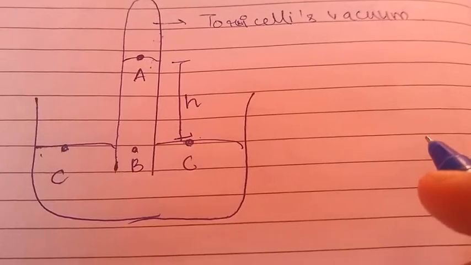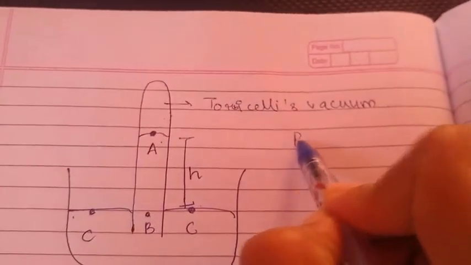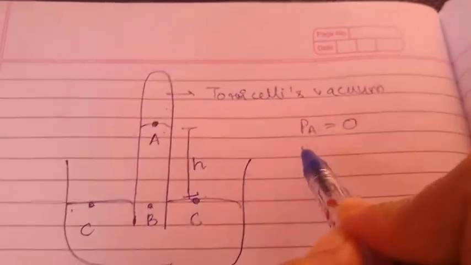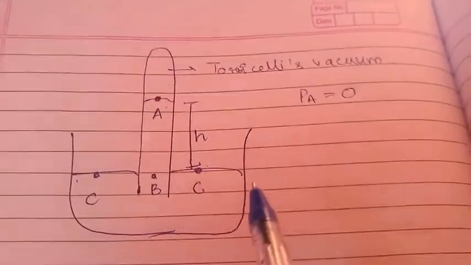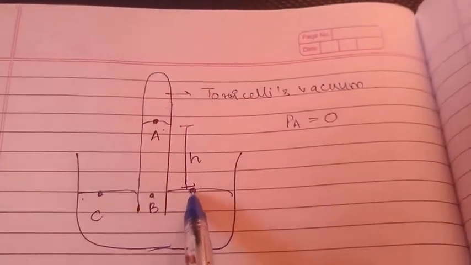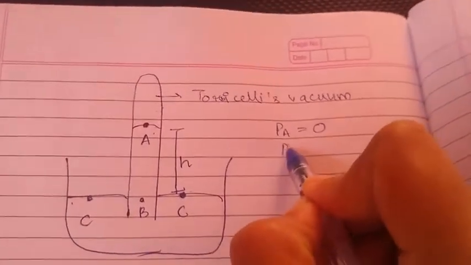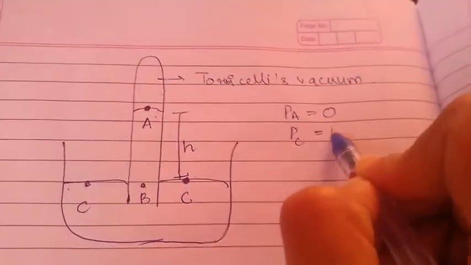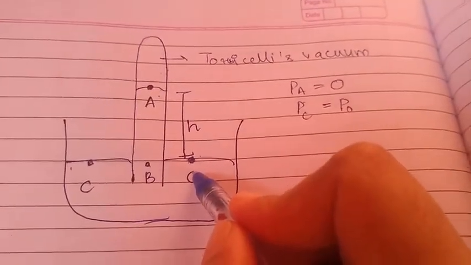Now the pressure at the upper end of the mercury is 0 because this is vacuum, so at this point the pressure is 0, so you can write PA is equal to 0. Now just consider a small point C on the free surface in the dish. The pressure at this point C will be equal to P naught, because this is on the surface, so it will be equal to the atmospheric pressure.